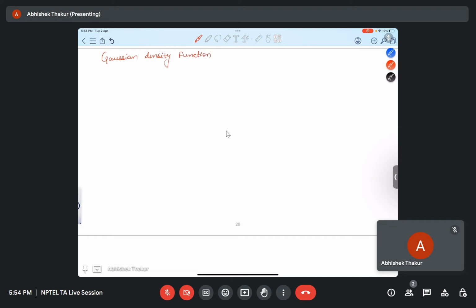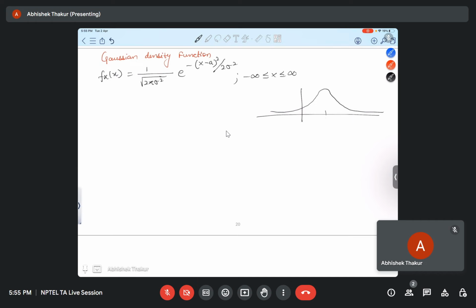So the Gaussian density function is given as 1 by under root of 2 pi sigma squared e to the power of minus (x minus a) square divided by 2 sigma square. And the value of x is from minus infinity to plus infinity. Okay. So the Gaussian curve will be symmetrical about the value a on the x-axis.